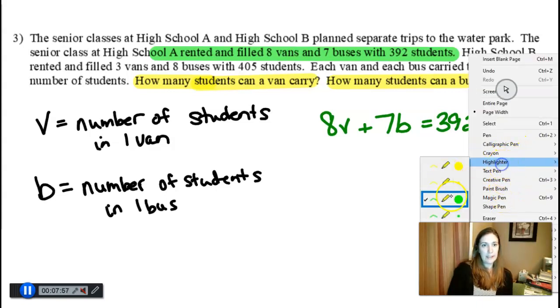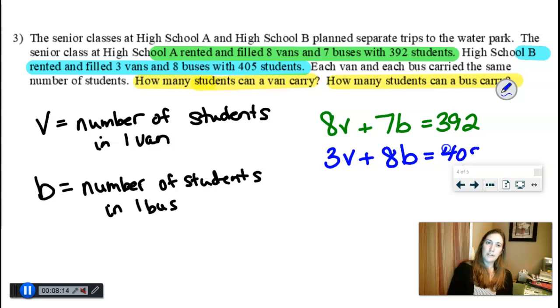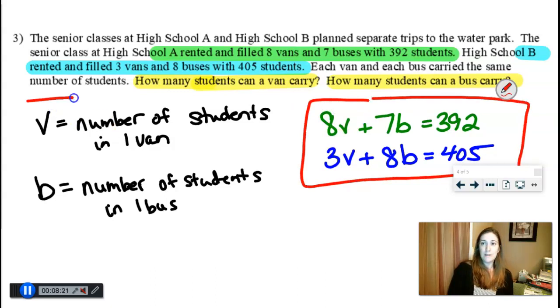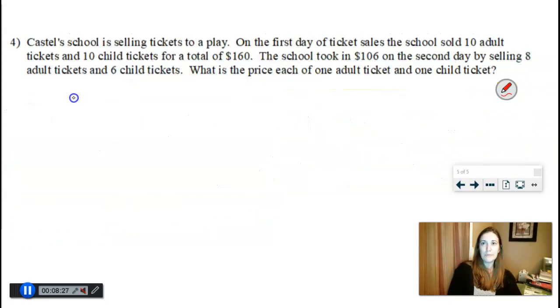Similarly, there's my highlighter. High school B rented and filled 3 vans, 8 buses, 405 students. So 3 times how many kids you can fit on a van, plus 8 times how many kids you can fit on a bus, and it totaled out to 405. So that's all I need you to do for this problem. Set up your system, but also specifically defining and correctly defining your variables. 2 things we're looking for.